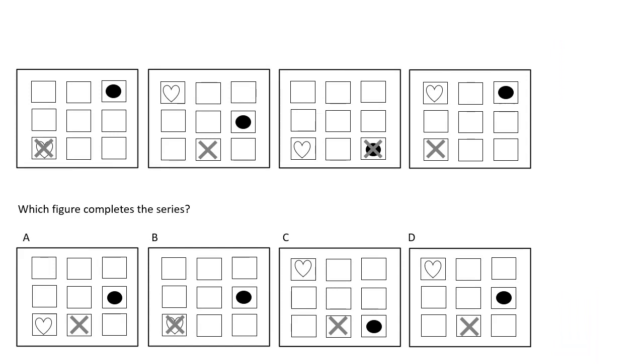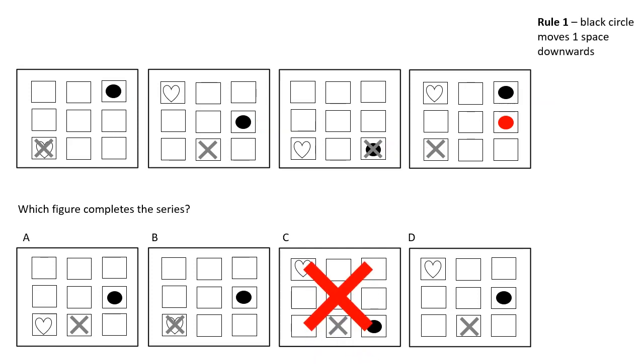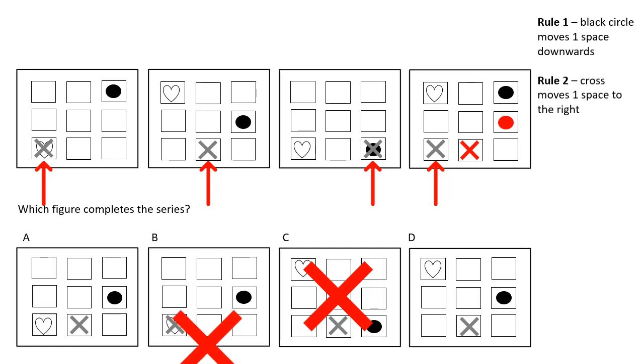Okay, so this question has 3 rules. The first is that the black circle moves 1 space downwards. So we can work out that in the next figure, the black circle should be here in the middle row. So we can rule out C. The second rule is that the cross moves 1 space to the right. So we can work out that in the next figure, the cross should be here in the middle. So we can eliminate B.